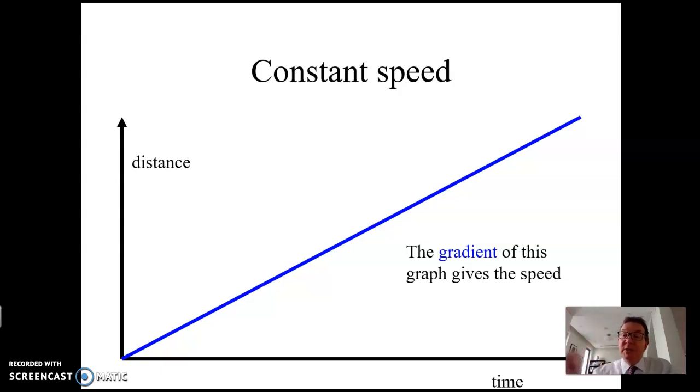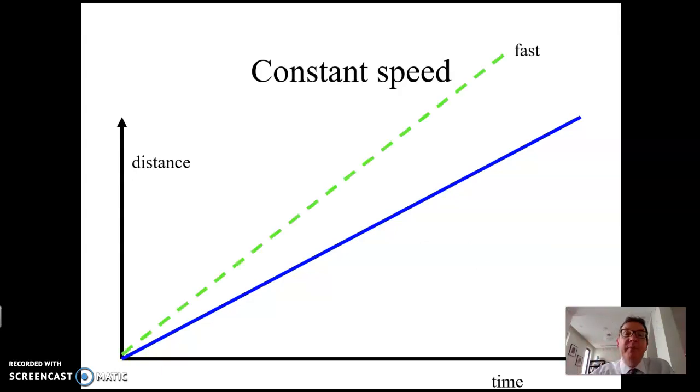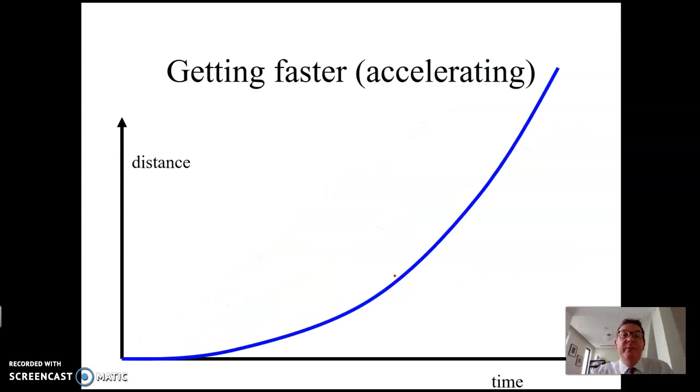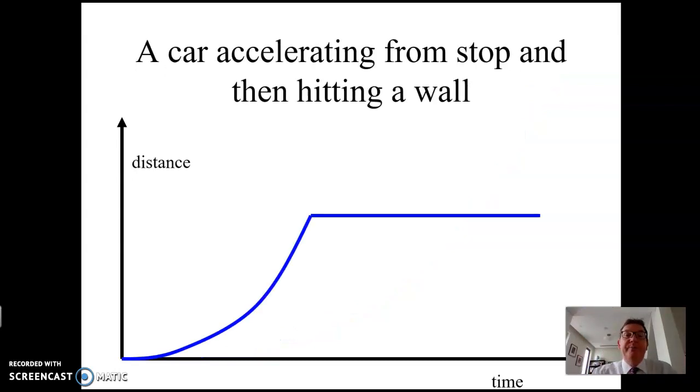And that makes sense, doesn't it? Because the rise is the distance, the run is the time, so the speed is the distance divided by time. Easy to remember. Obviously, if it's going faster, it's going to have a steeper gradient. It's going to travel a bigger distance in less time. And if it's slower, it's going to have a shallow gradient. In English, we say steep, shallow. And if it's accelerating, the gradient is going to be increasing, so we're going to have a curve.